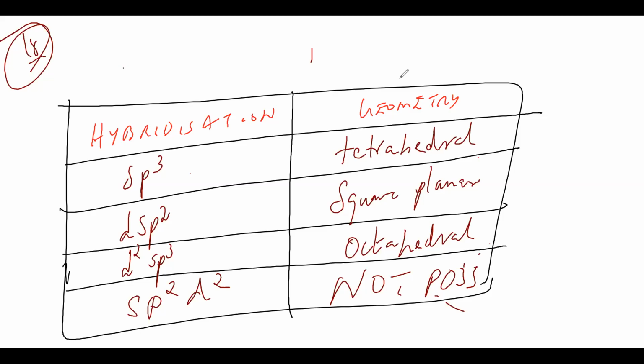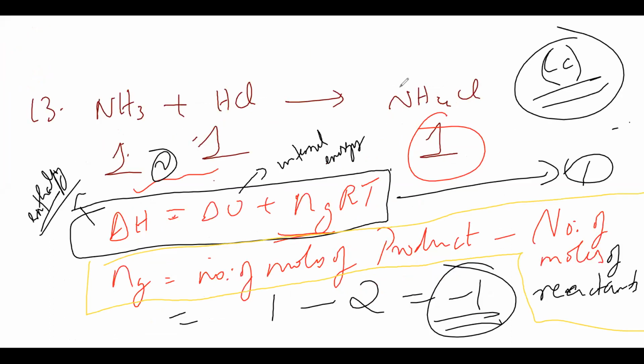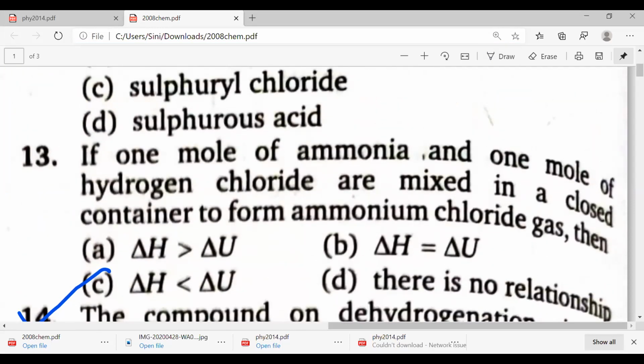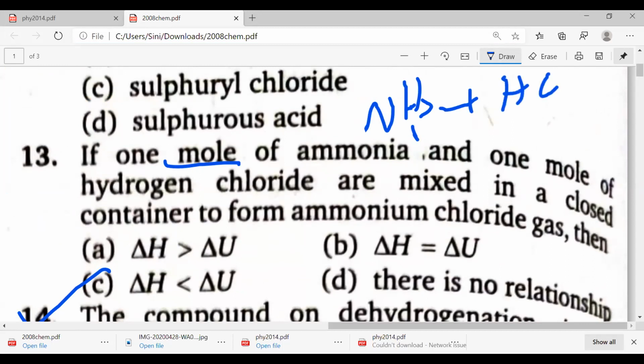Monisha, which question do you want me to explain? Question number 13. Let me see. So guys, those who don't know about question number 13, it's an easy question. If 1 mole of ammonia, listen very carefully, 1 mole of ammonia and 1 mole of hydrogen chloride, HCl, we get ammonium chloride. 1 mole of ammonium chloride.